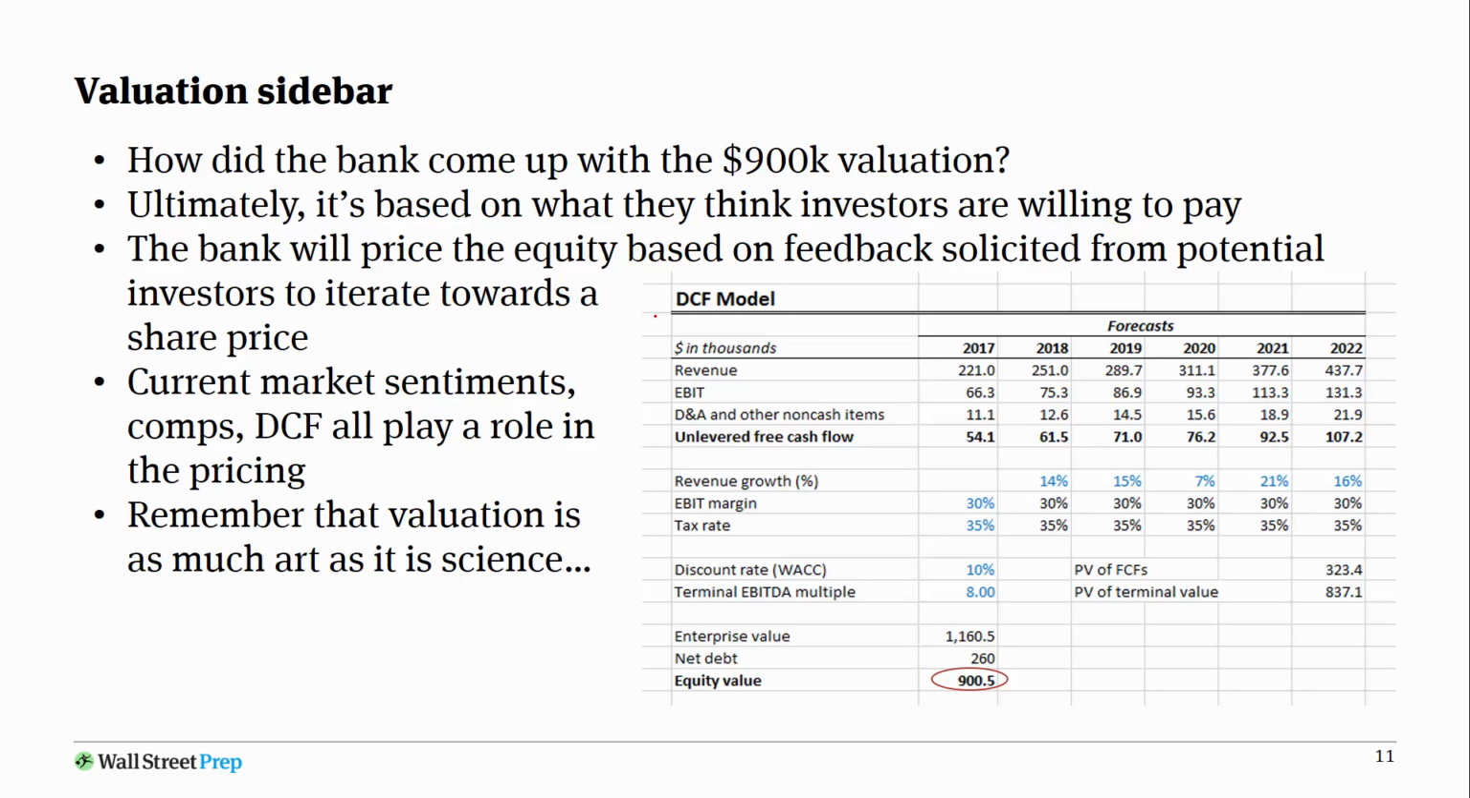All of that plays a role in the pricing. And here we have a DCF that shows you how one might arrive at an equity value of 900,000 in this case. So if we assume, for example, that free cash flows to this business are going to be 54 million and growing over the next 6 years, and we made an assumption for a discount rate of 10% and an exit multiple of 8 times.